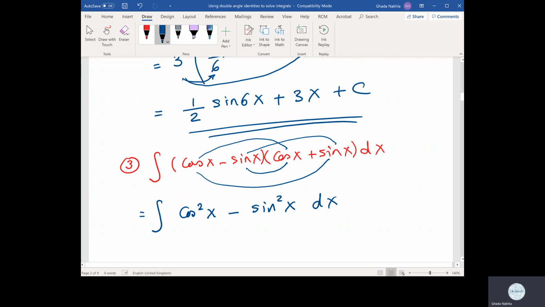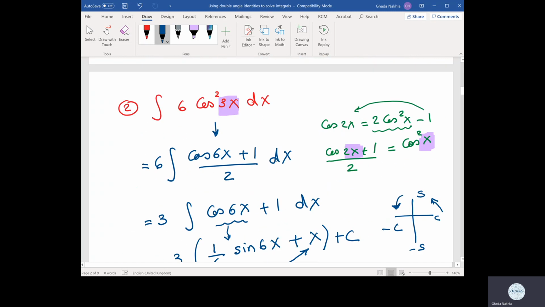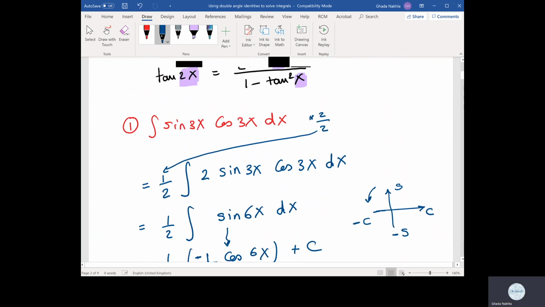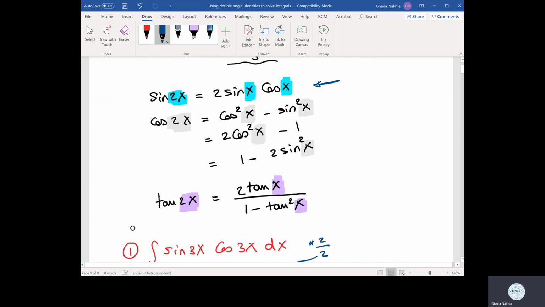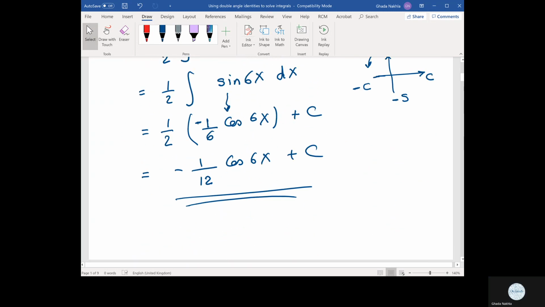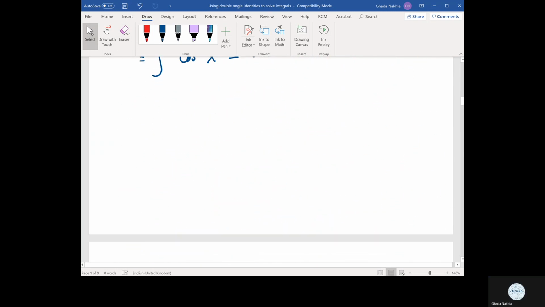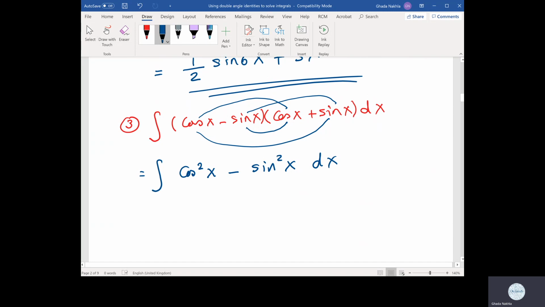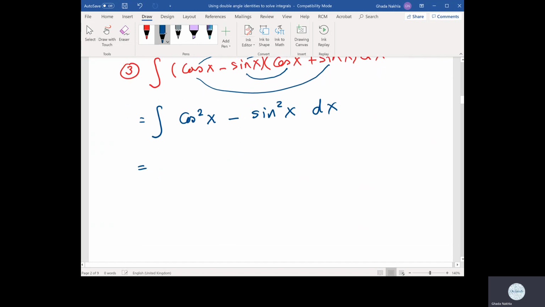Okay, let's go back to the identities. I've got cos squared minus sine squared. Is this a straightforward one? Is it one of those identities that I can use? And yeah, it's here. So this in fact is equal to cos 2x. So I can use this identity. So I can go back here, and then I can say that this is equal to the integration of cos 2x dx.